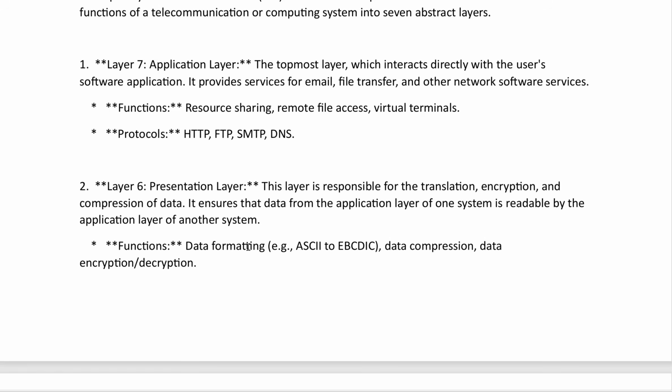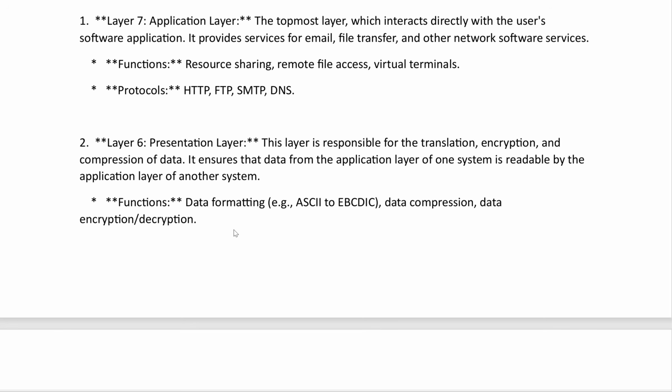The layer number seven is known as application layer. The topmost layer, which interacts directly with the user's software application, is known as the application layer. It provides services for email, file transfer, and other network software services. The functions of application layer are resource sharing, remote file access, virtual terminals, and the protocols supported are HTTP, Hypertext Transfer Protocol, FTP, File Transfer Protocol, SMTP, Simple Mail Transfer Protocol, and DNS, domain name system.